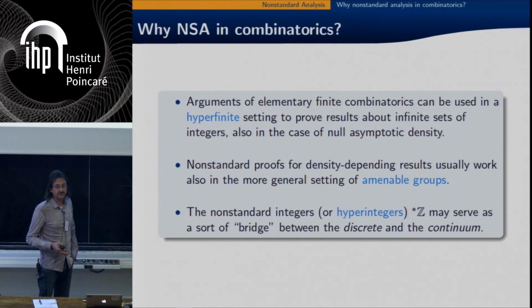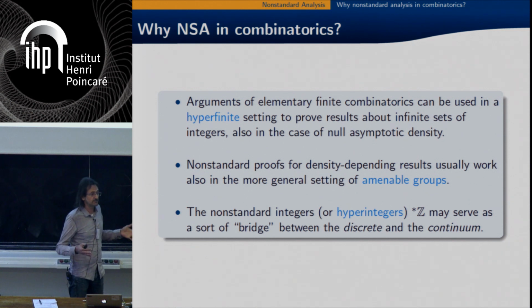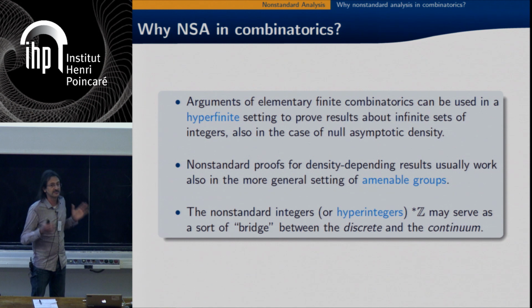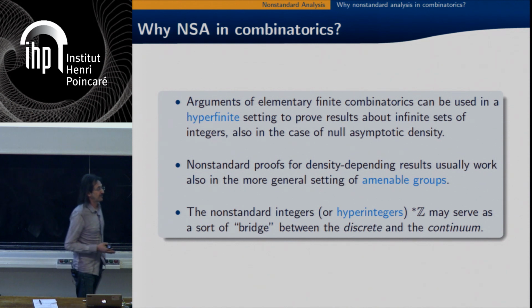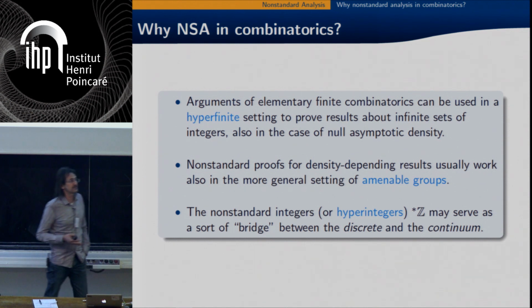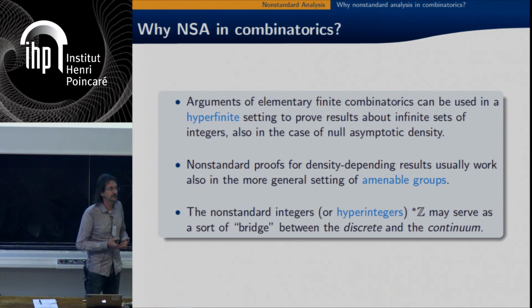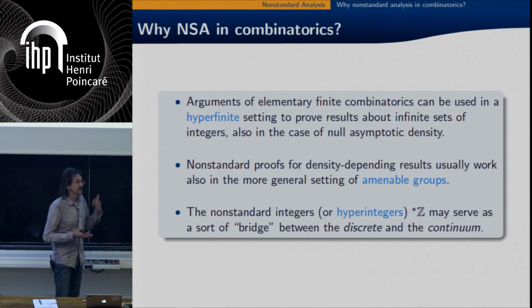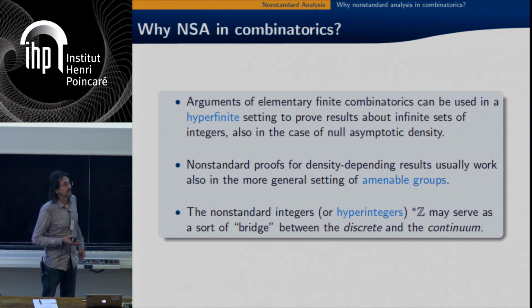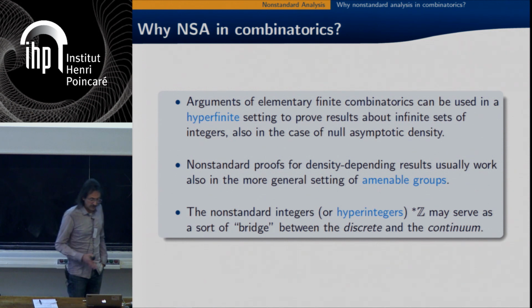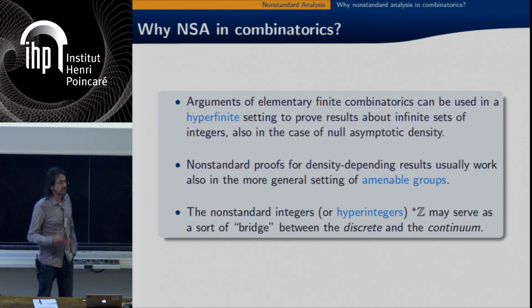And typically when we study properties of sets with positive asymptotic density, they are infinite sets, but we can, in some sense, use them as finite sets. And this is experimental. When we found some non-standard proof for a density-dependent result, exactly the same argument works in the same way for amenable groups, for instance. It's a general construction. And the third point is something that I really would like to exploit much more.